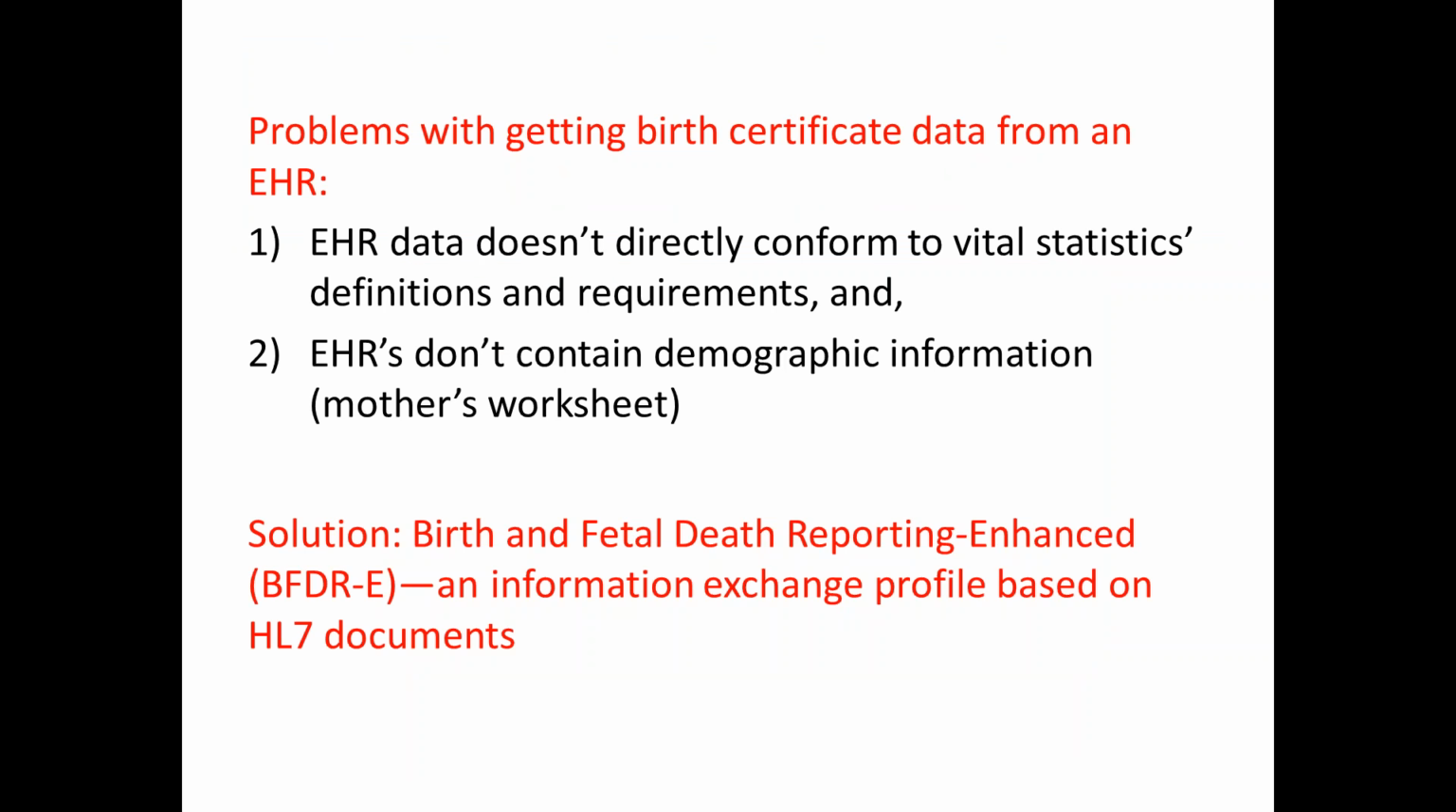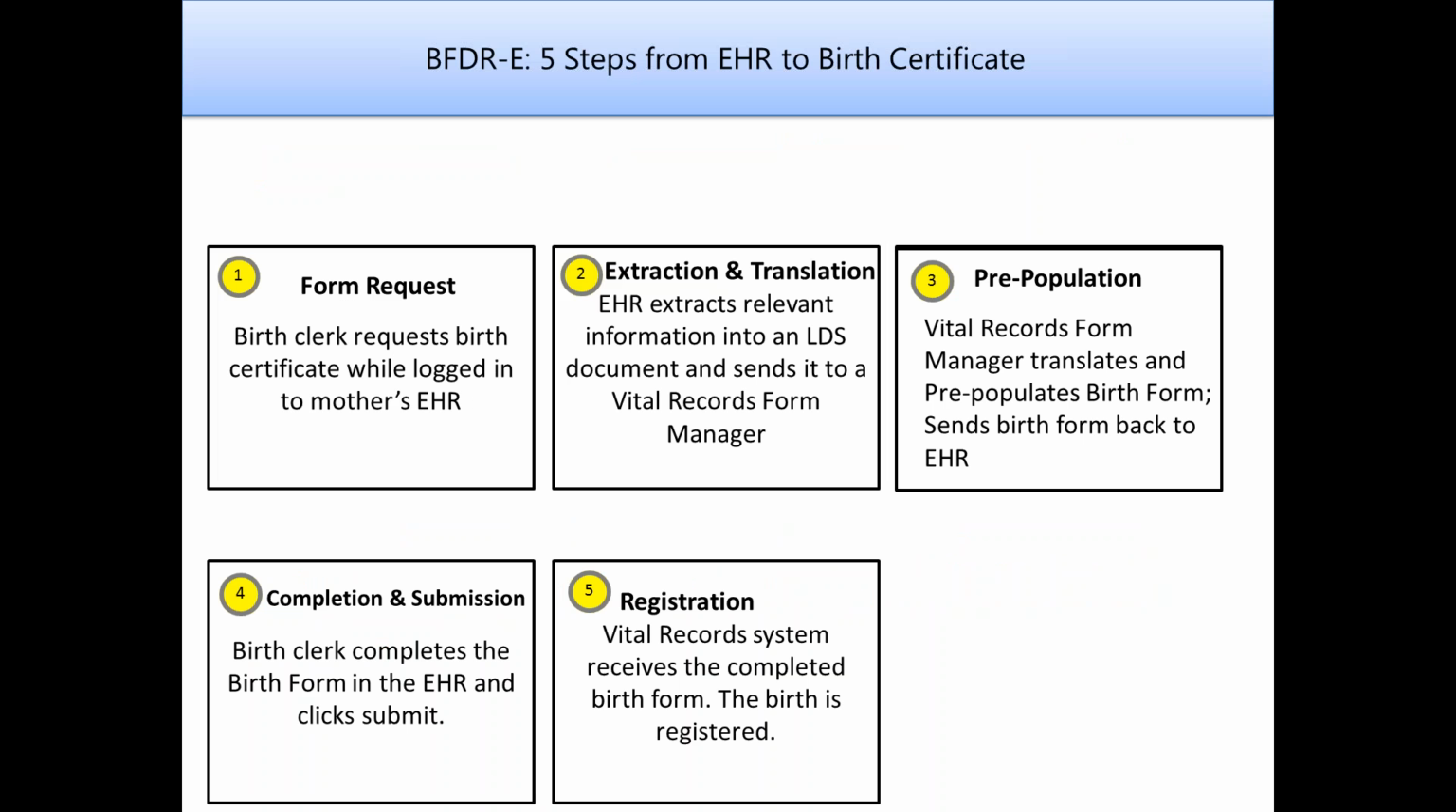A couple of questions, or problems rather. First of all, getting birth certificate data from an EHR. An EHR doesn't directly conform to vital statistics definitions and requirements. And second, EHRs don't contain demographic information, the information that's on the mother's worksheet that we don't want to collect from EHRs. The solution to these problems is the BFDR, Birth and Fetal Death Reporting Enhanced. It's an IHE profile, as you saw in part 1, which incorporates the HL7 CDA document approach.